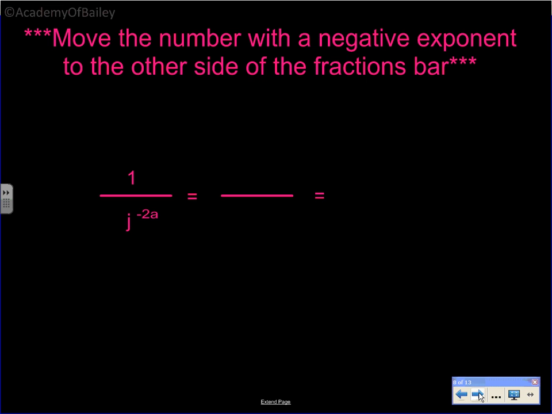Let's see if you can try and figure this one out on your own. Try and figure that one out. Pause the video and then I'll work it out.